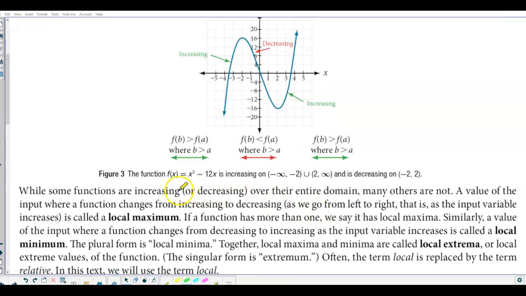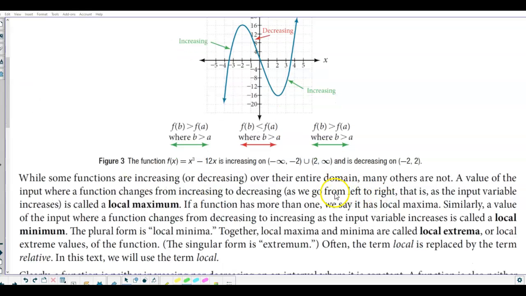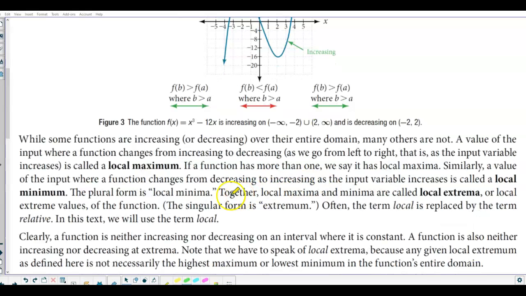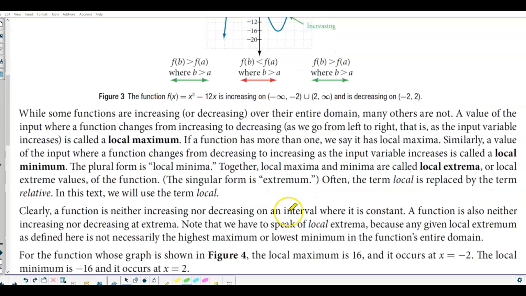Now, while some functions are increasing or decreasing over their entire domain, many others are not. A value of the input where a function changes from increasing to decreasing as we go from left to right, that is, as the input variable increases, is called a local maximum. If a function has more than one, we say it has local maxima.